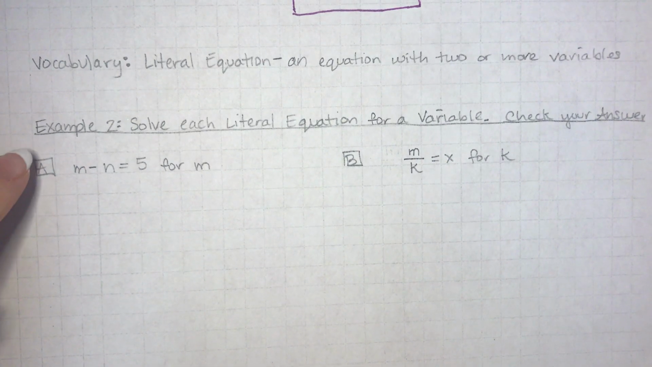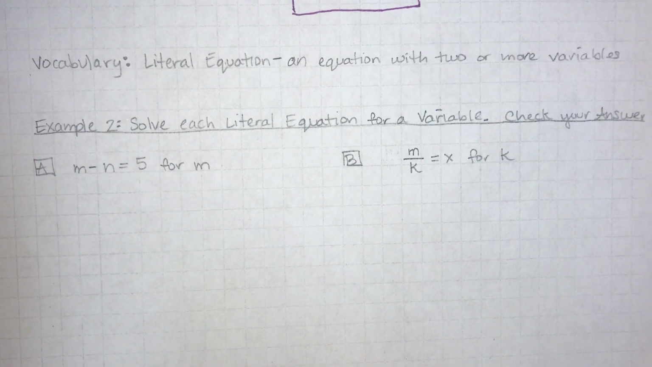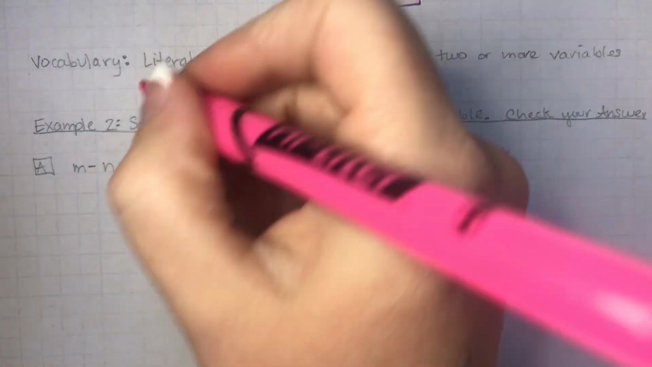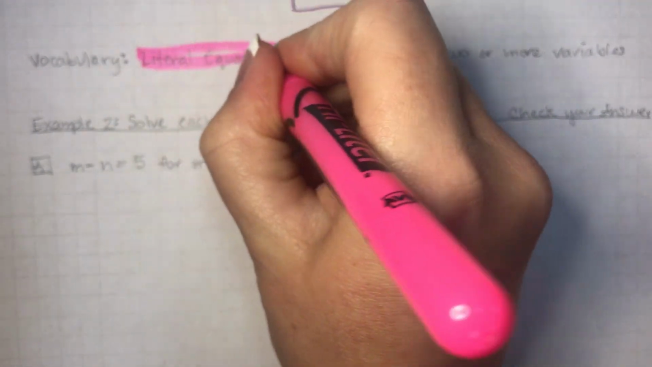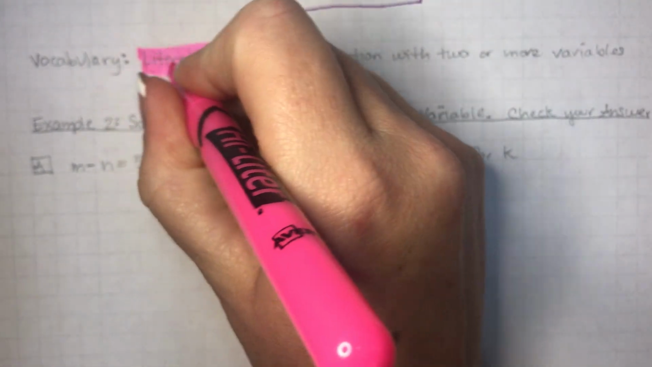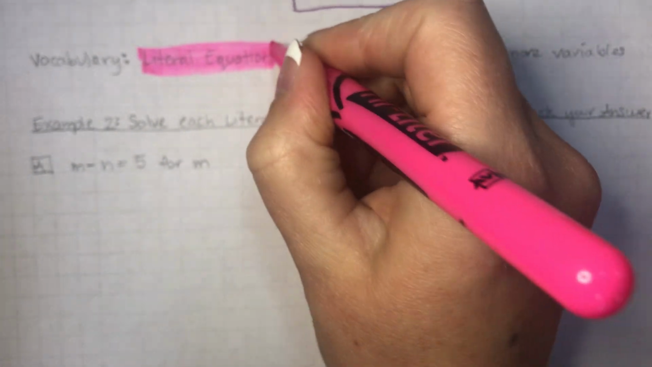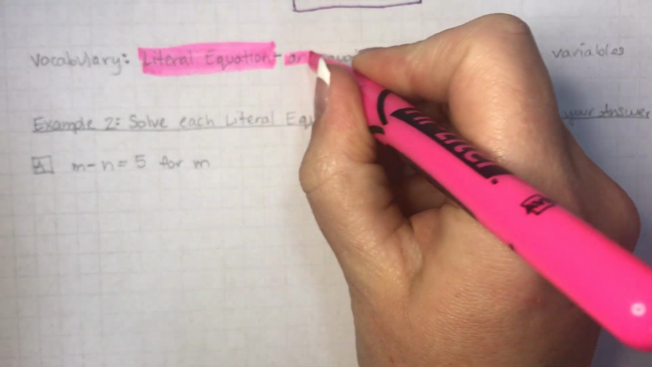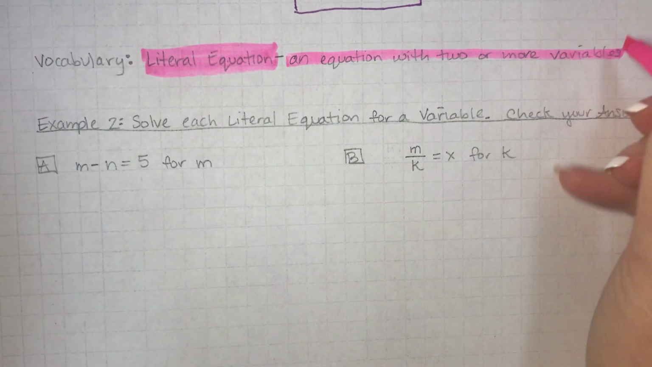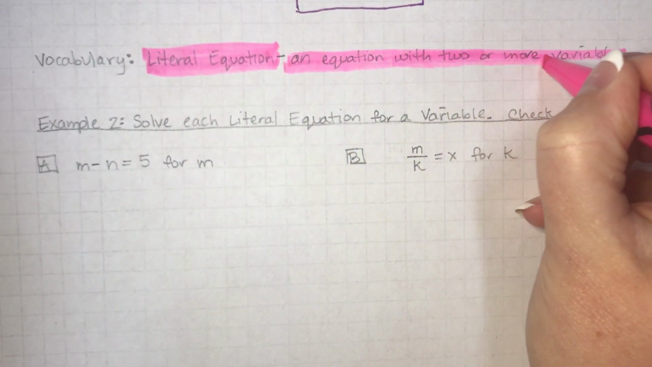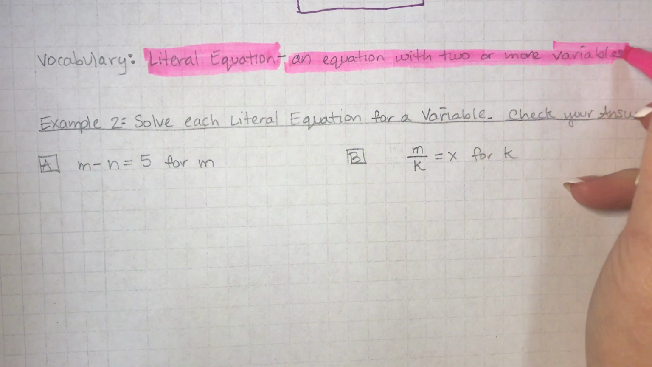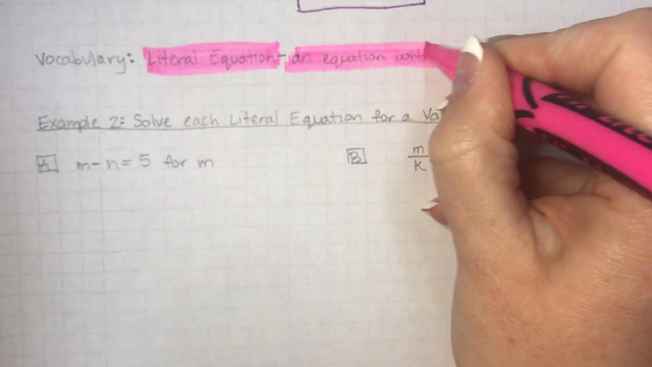All right, welcome back. We're going to be discussing example 2, but before we do that, let's go over some vocabulary. Literal equation, that should be a new term for you. A literal equation, what is that? Well, a literal equation is an equation with two or more variables. So that's what we're going to be working with.